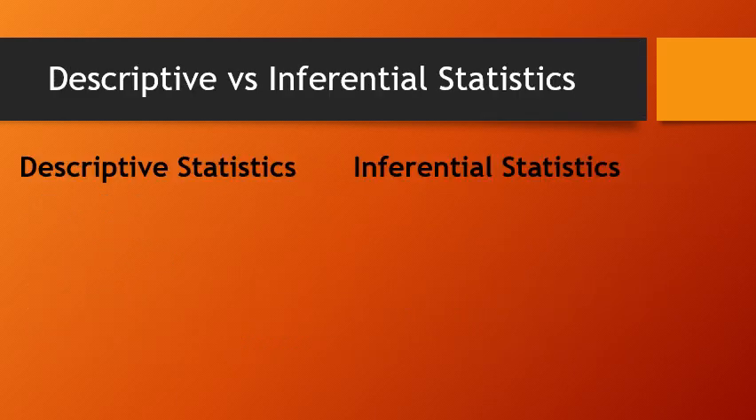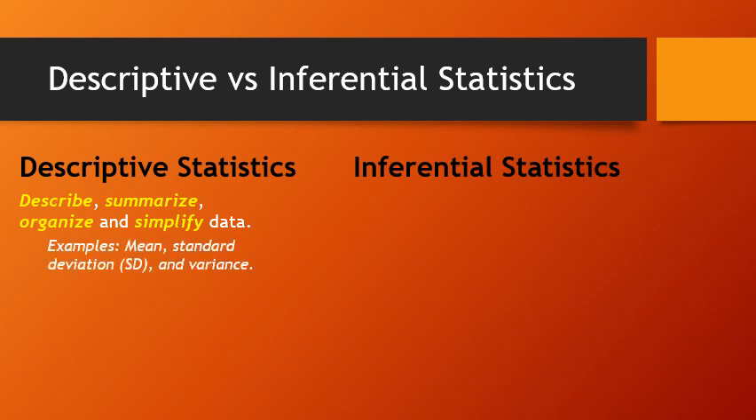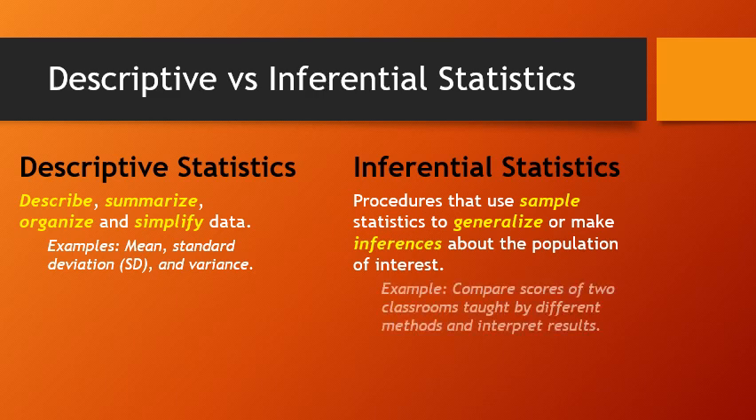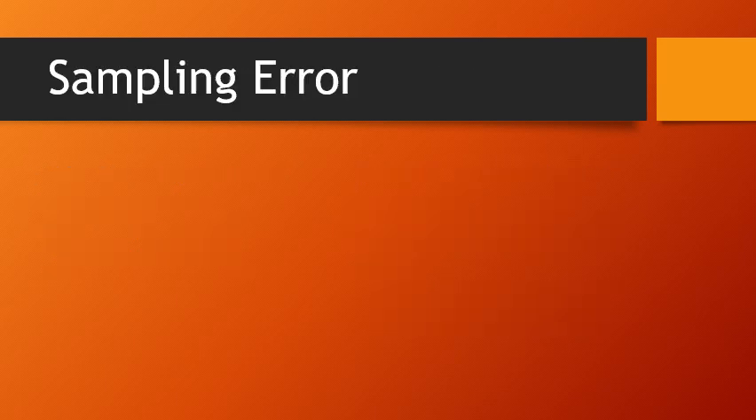Let's look at the difference between descriptive statistics and inferential statistics. Descriptive statistics describe, summarize, organize, and simplify data. An example of this might be the mean of a classroom, all the scores together into a mean, a standard deviation, a variance. Inferential statistics use those sample statistics to generalize or make inferences about the population of interest. Example, you might compare scores of two different classrooms taught by different methods and interpret the results.